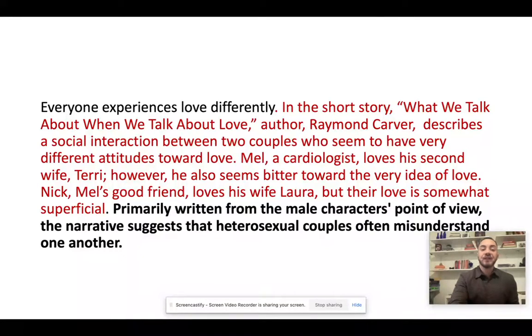Mel, a cardiologist, loves his second wife, Terry. However, he also seems bitter toward the very idea of love. Nick, Mel's good friend, loves his wife, Laura, but their love is somewhat superficial. Primarily written from a male character's point of view, the narrative suggests that heterosexual couples often misunderstand one another. Right? And then the rest of the text would make an argument that the short story, What We Talk About When We Talk About Love, is trying to highlight the way in which cisgendered men and women often misunderstand one another.